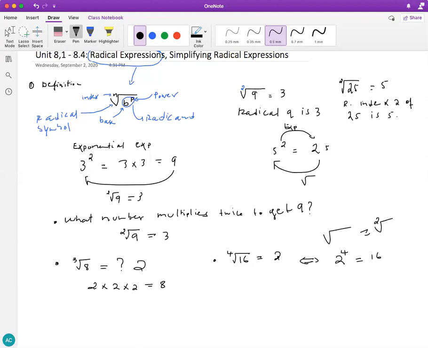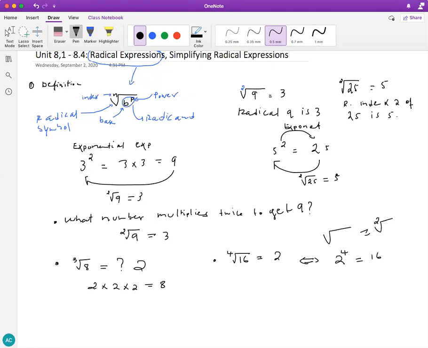So radicals are just opposites of exponents. So here we raise a number to a power to get a number. Here we take the radical, or the root, of that number to go back to the base. We take the root of this number with this index. The index here is 2. We say the root index 2 of 25 is 5. So that's basically the whole concept of radicals.